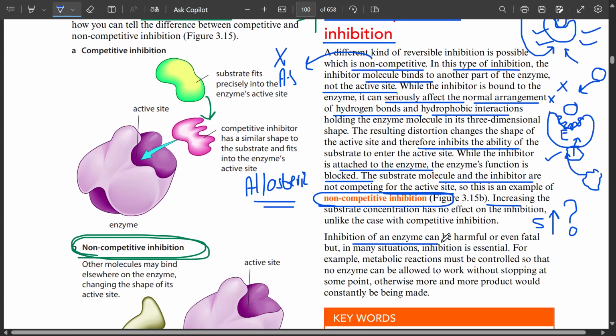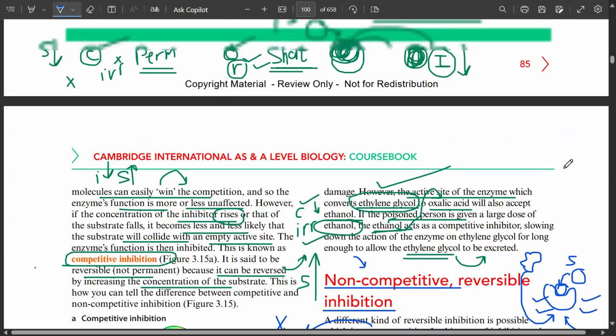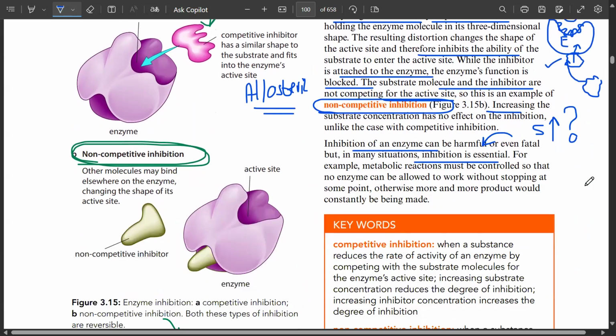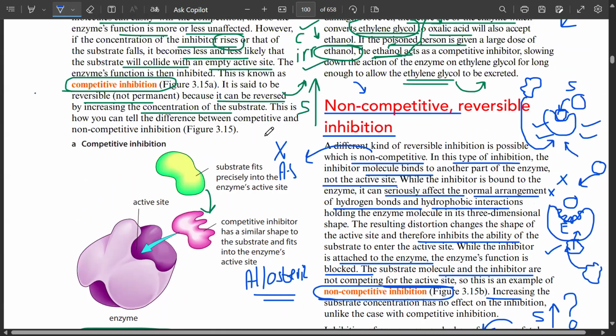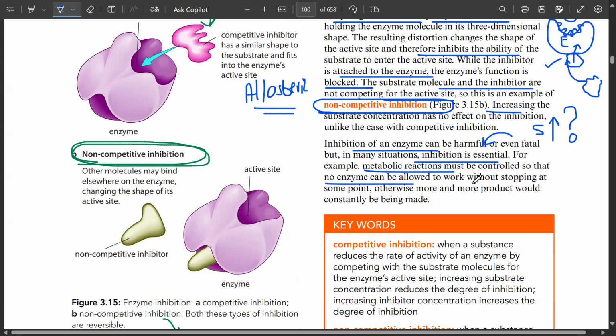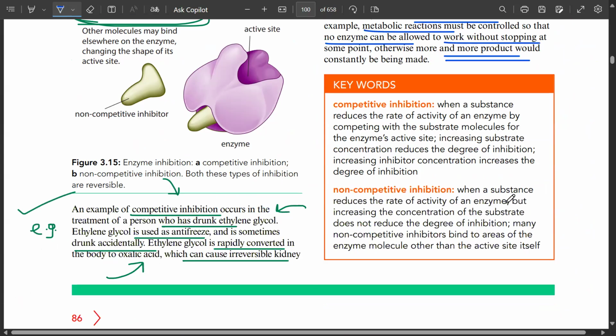Inhibition of an enzyme can be harmful or even fatal as well. But sometimes inhibition is essential too. For example, if you wanted to reduce a dose, inhibition benefited you by reducing the dose. If you want to reduce the dose of a medicine in your body, provide inhibition so that the reaction does not happen. But sometimes it can be harmful as well. For example, if carbonic anhydrase, the example we studied, were not present, CO2 would accumulate in your body, and you would die. For example, metabolic reactions must be controlled, and no enzyme can be allowed to work without stopping at some point. Otherwise, more and more product would be constantly being made. So sometimes inhibition is good, sometimes it is bad.